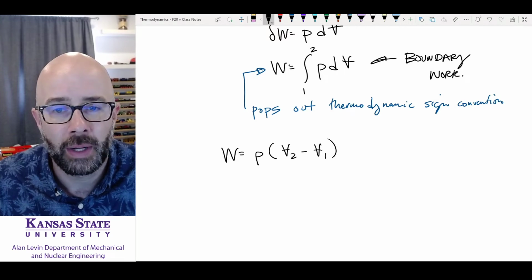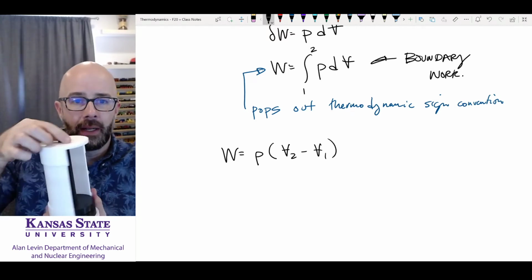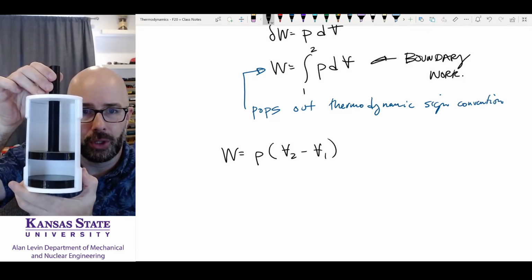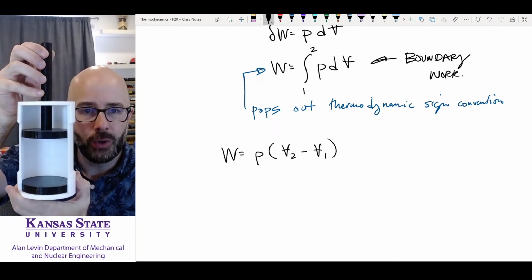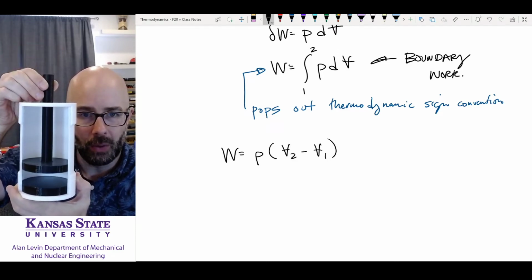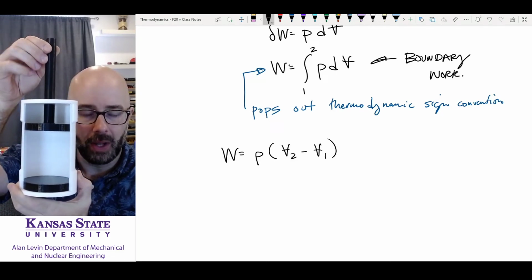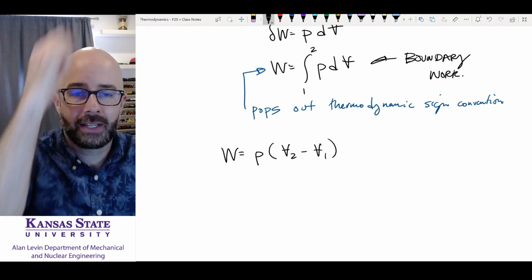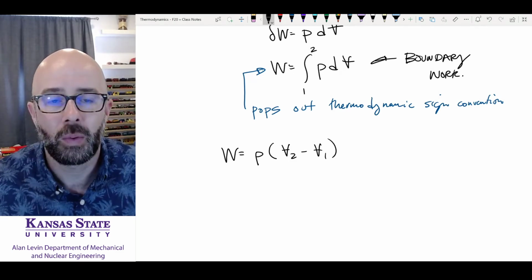Let's say that our volume 1 is here. Volume 2 is here. V2 is greater than V1. So we're going from here all the way up to here. There's expansion happening. What's happening? That piston is moving up. It's pushing stuff out. It is working on the surroundings. That's positive, exactly what our equation shows.